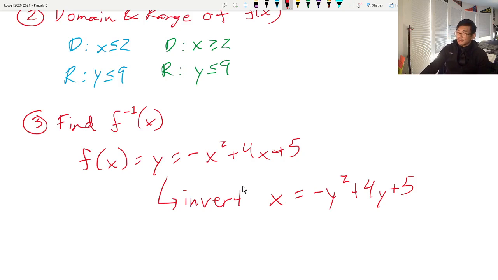Because what could I do? Well, I guess I could subtract 5 here. x minus 5 is equal to negative y squared plus 4y. But I'm still kind of stuck here. The way around this is to complete the square. There's kind of no way around it. Or maybe there might be, but let's just talk about why that would be helpful.